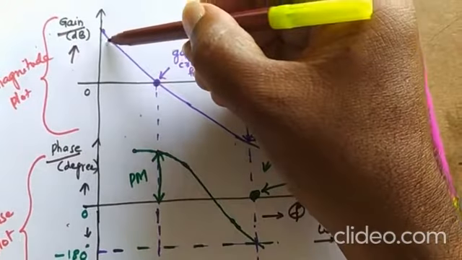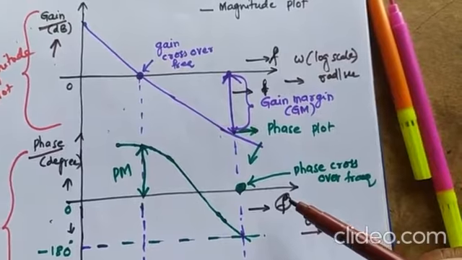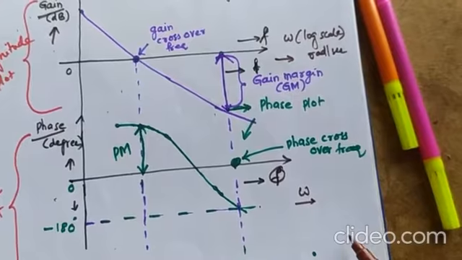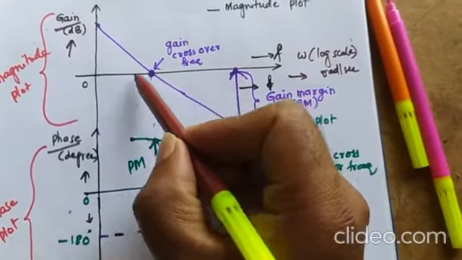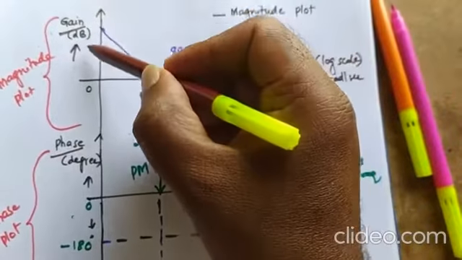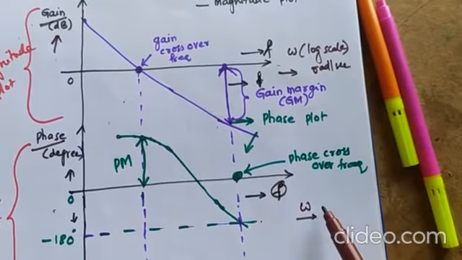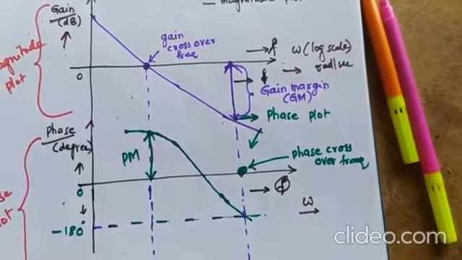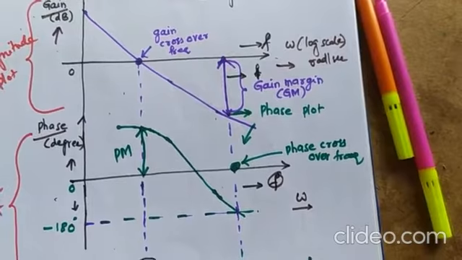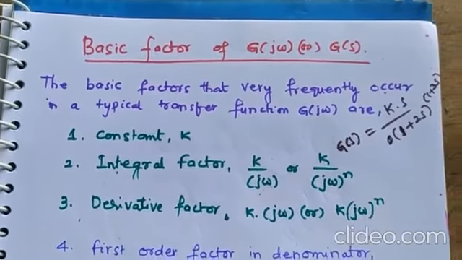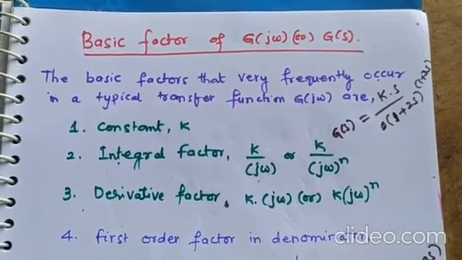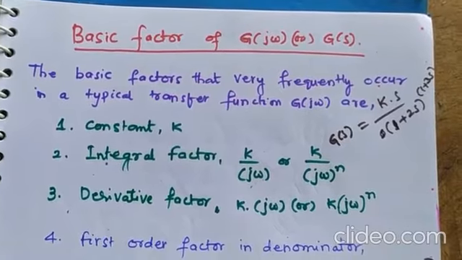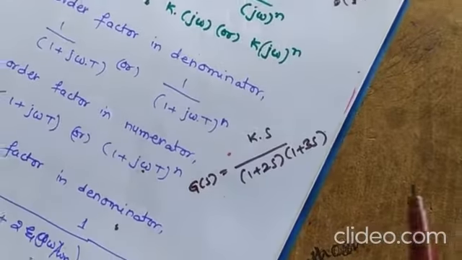Suppose this is a rough magnitude plot and this is a phase plot. Here again the x-axis is the logarithm frequency, the magnitude is in dB, and the y-axis of the phase plot is in degrees. What is the gain crossover frequency? Before going to the Bode plot, we should have knowledge about the basic factors. Let us consider that we have an open loop transfer function.